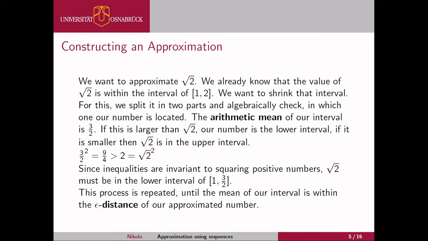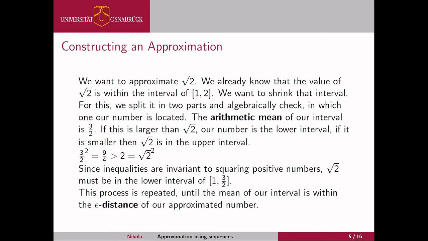So imagine we have 3 is smaller than 5. If we square both sides, the inequality still holds. So this means that squaring is a transformation of an inequality which is invariant. So it keeps the property of the inequality. So what we can do is we can square 3 over 2 to get 9 over 4. And now we compare this to the square of our target number.